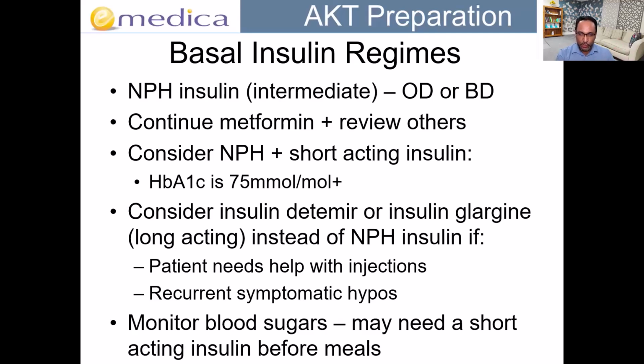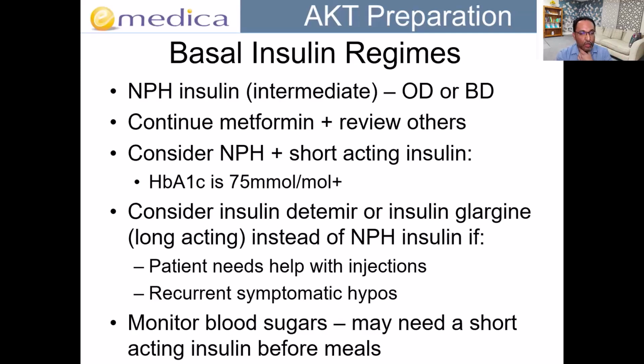Some patients, if that's not enough, you might move to twice daily. And then if they're really poorly controlled, you might need to have a baseline and then also give them a fast-acting insulin around the time of meal times, for example. Okay, so NPH and the short-acting insulin. If the control was even worse, if the HbA1c was 75 millimoles or more, you might skip straight to that.